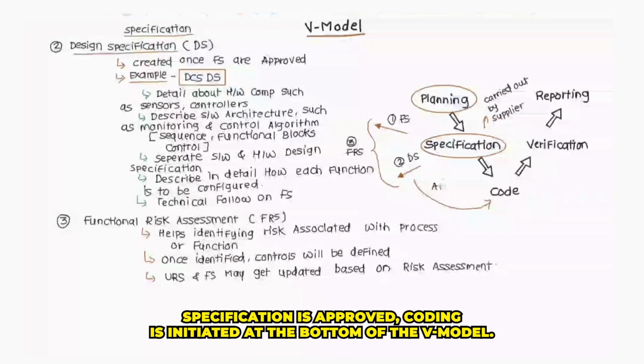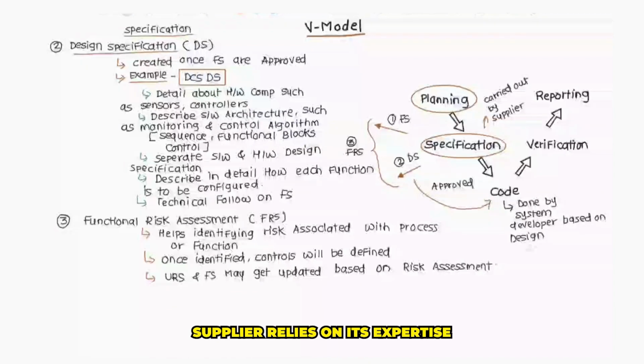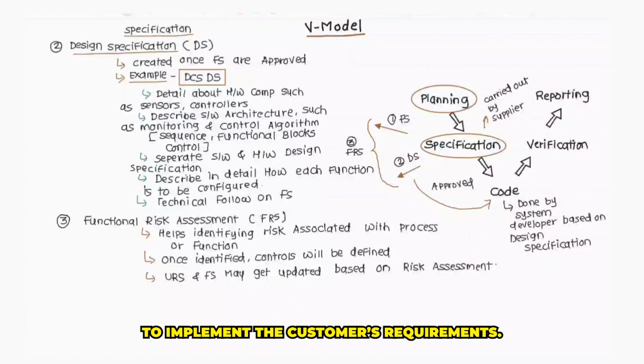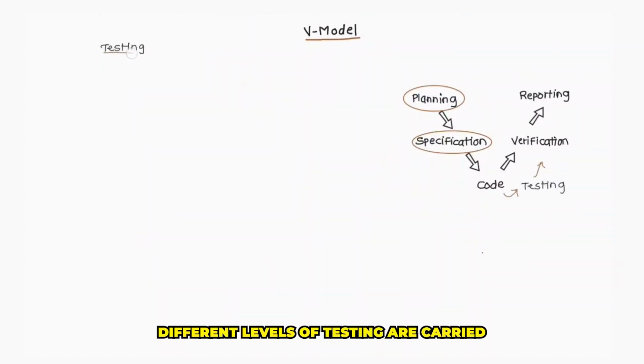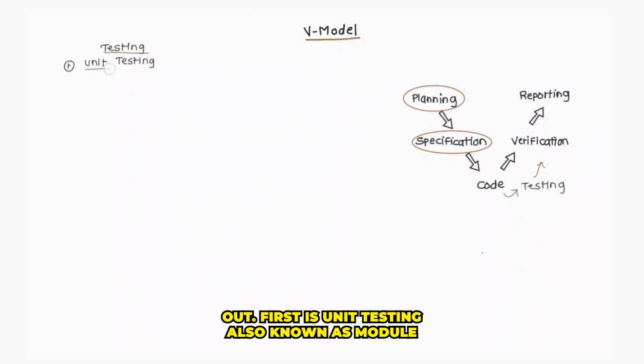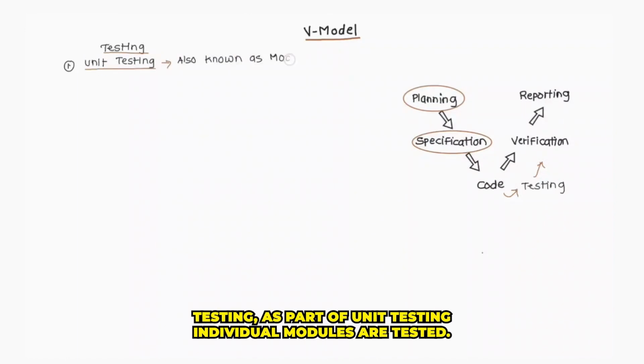After the design specification is approved, coding is initiated at the bottom of the V-Model. The supplier relies on its expertise to implement the customer requirements. All functionalities documented in the previous step are implemented here. After the completion of coding, different levels of testing are carried out. First is unit testing, also known as module testing. As part of unit testing, individual modules are tested.